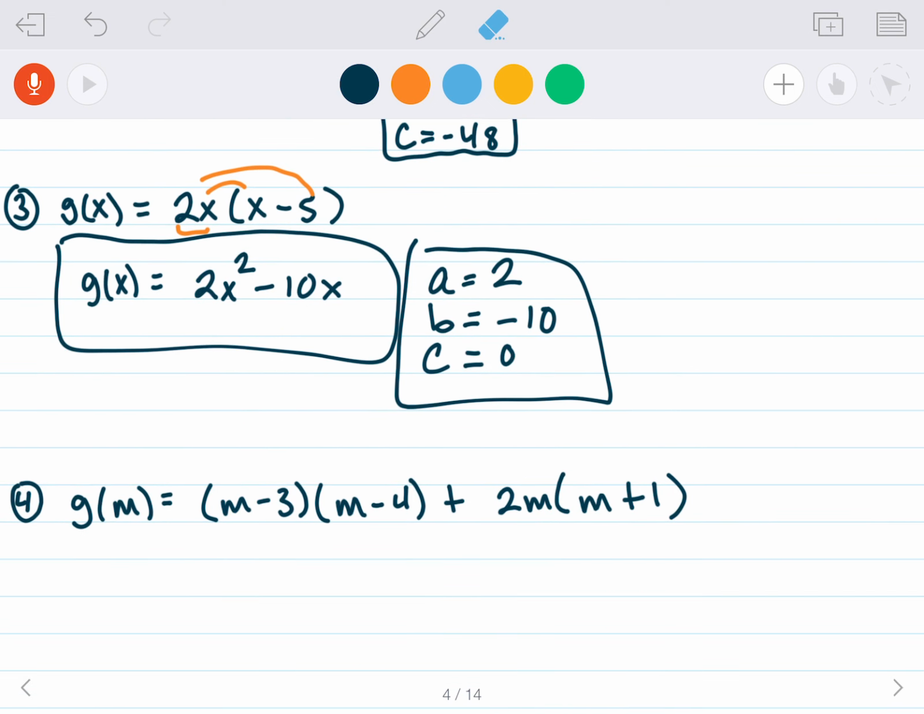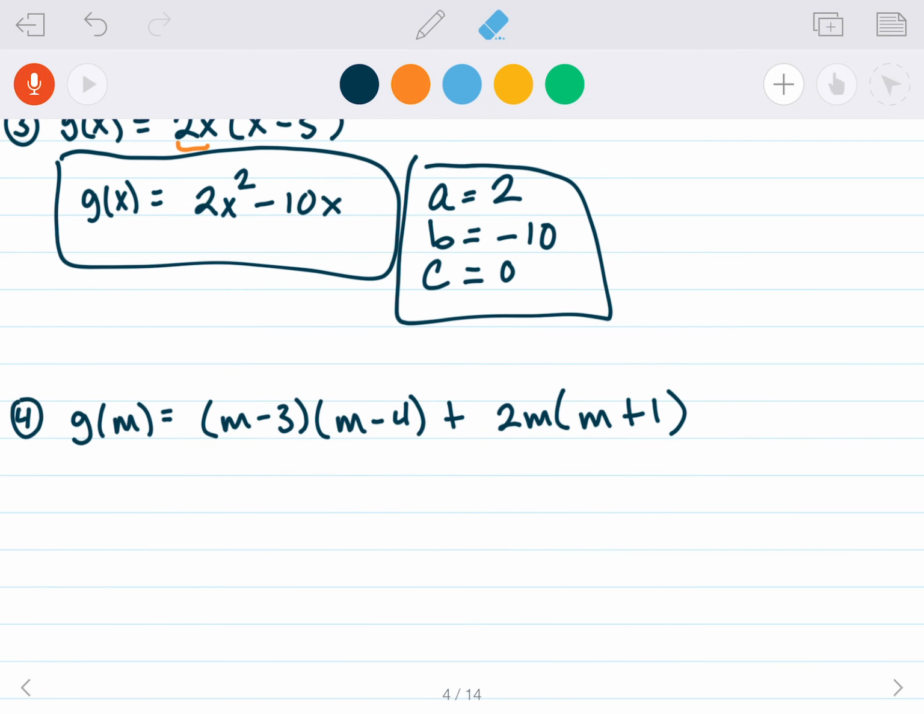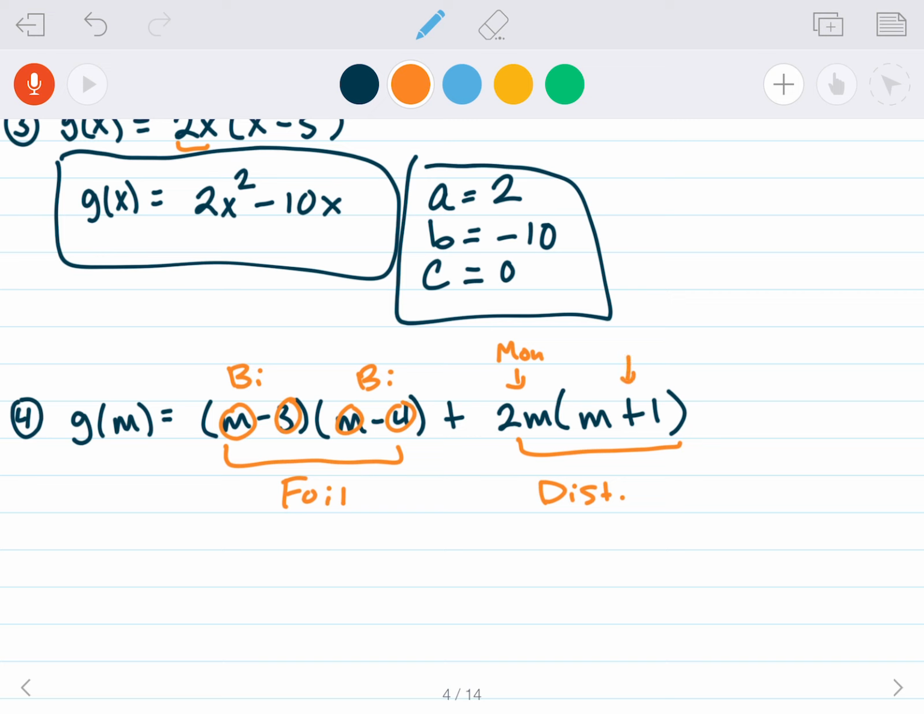So this kind of looks a little crazy, but we can clean it up by foiling and using the distributive property. So recognize that I'm going to FOIL here because I have a binomial, two terms separated by a minus sign, and I also have a binomial here. And keep in mind, FOIL is just a special case of the distributive property. And then here, I'm going to use the distributive property because I have a monomial here, which is one term, and a binomial here. Okay?